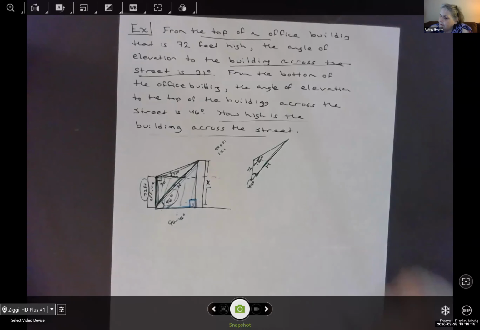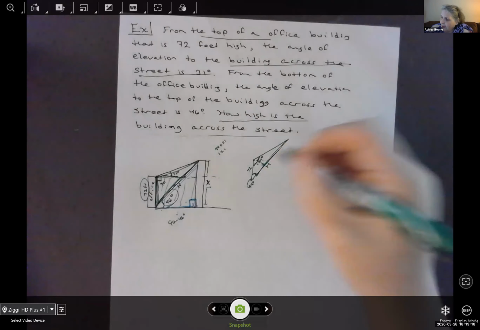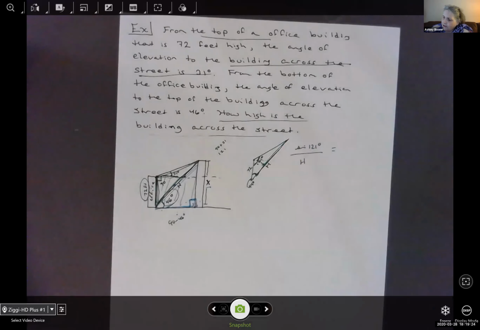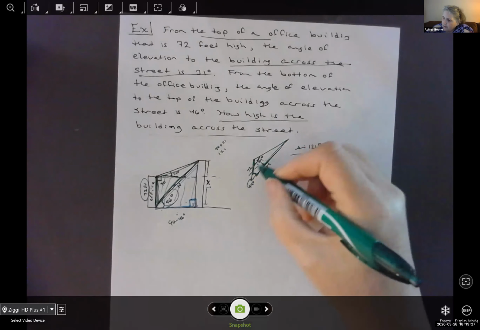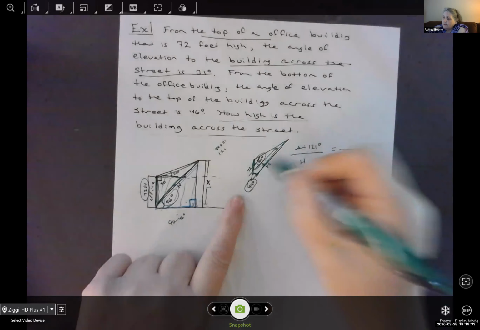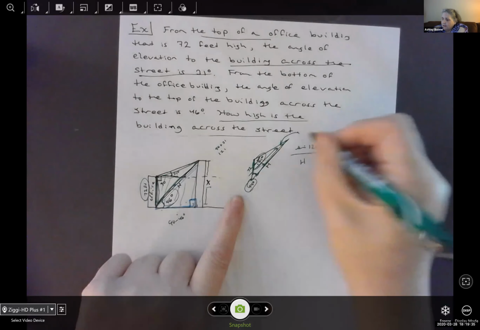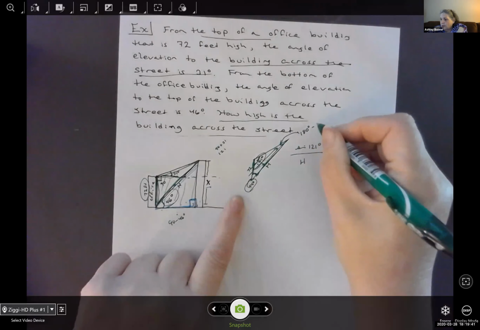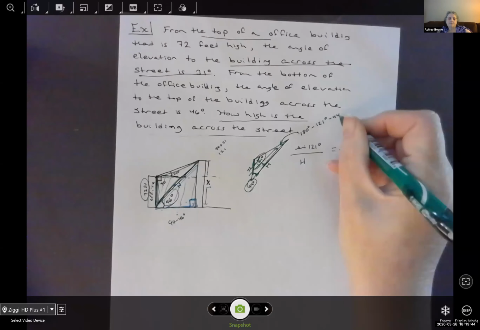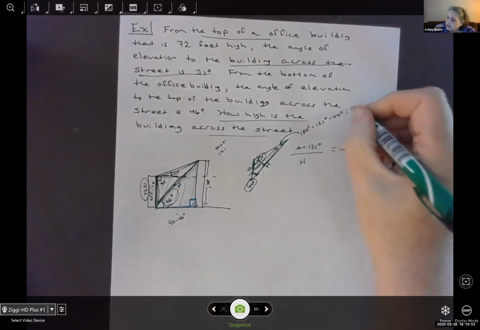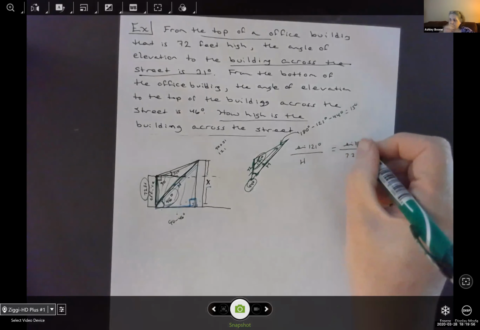Well, I have enough. I know that sine of 121 degrees is to H as, here's a side that's 72. If I knew its opposite angle, and I can get that because I have 44 degrees here and 121 degrees here, so I can get that angle that's opposite because all three angles always add up to 180. So if I go 180 minus 121 minus 44, that gives me 15 degrees. So that would be the sine of 15 degrees is 72.